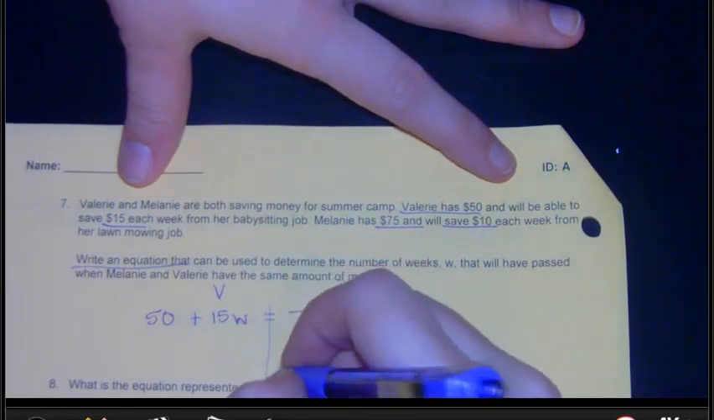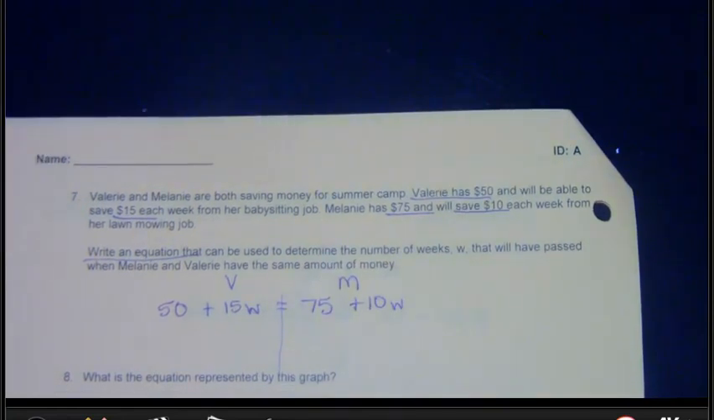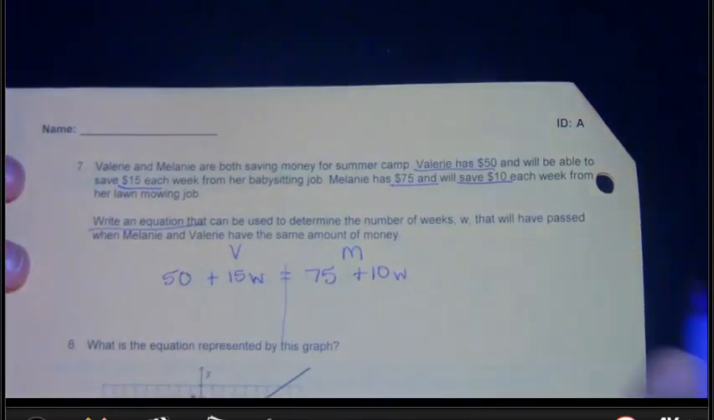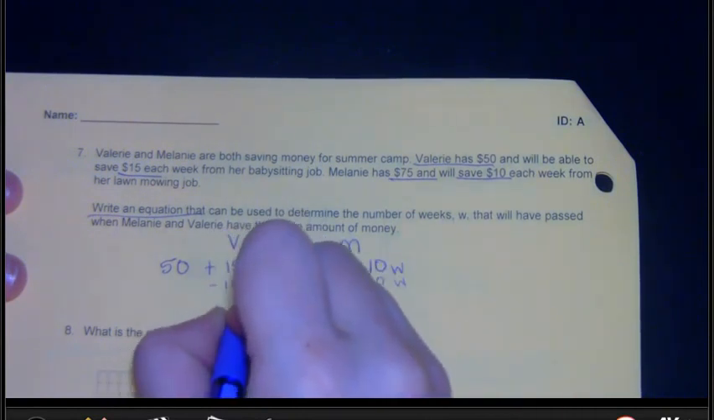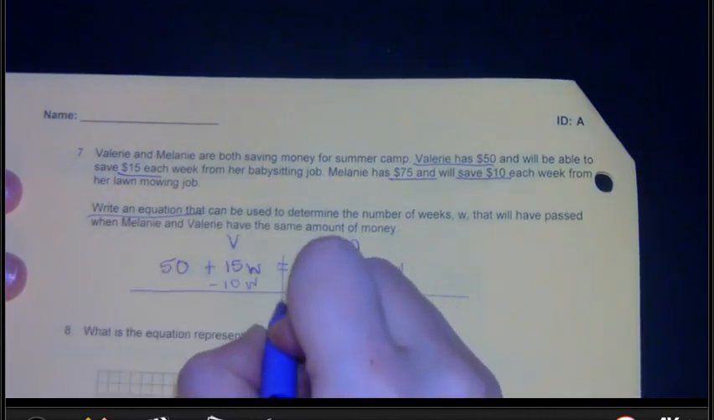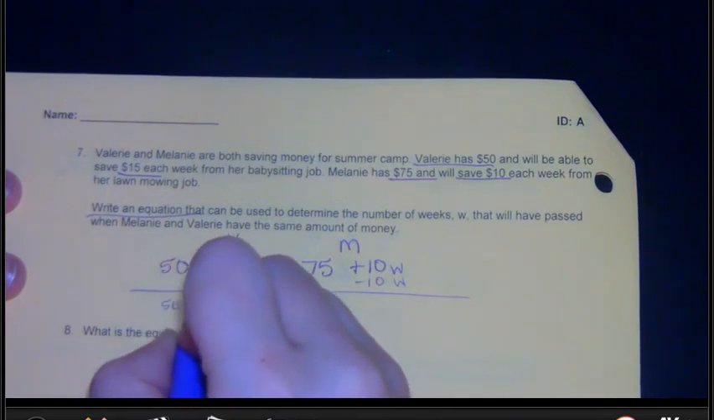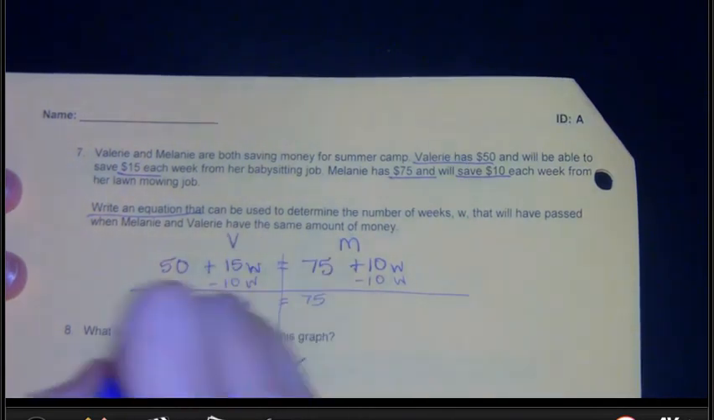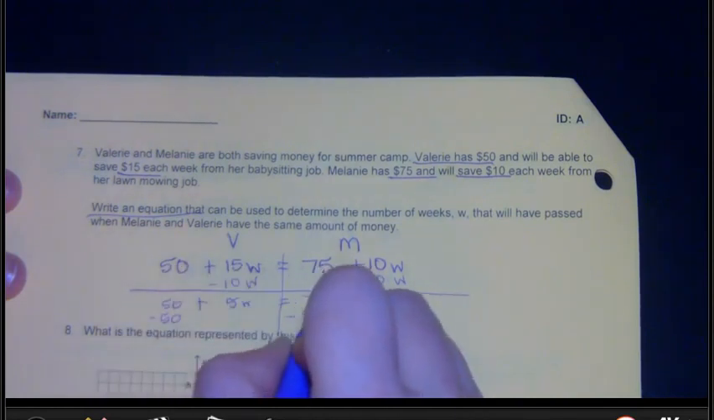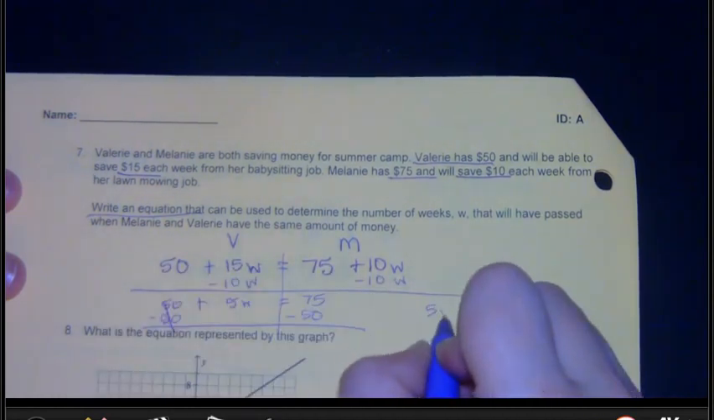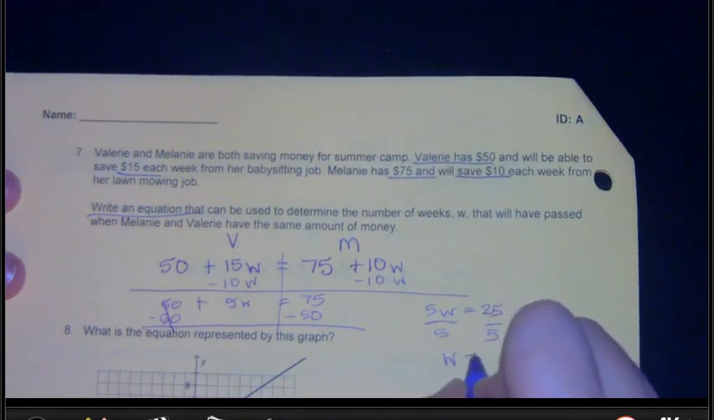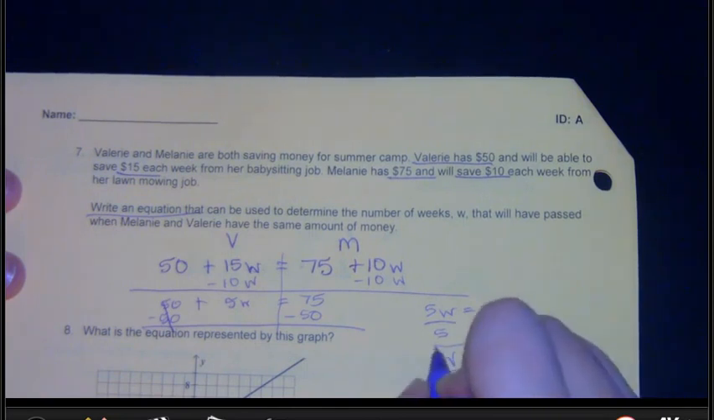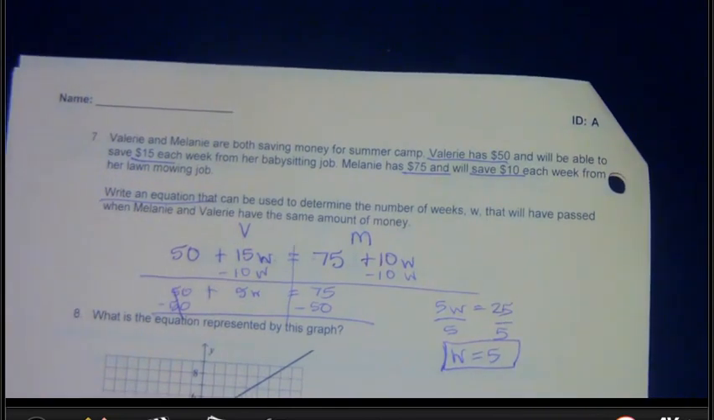If we wanted to, we could go ahead and start solving this, even though it did not ask. I always think that's great extra practice for us, especially honors. I'm going to subtract 10W from both sides. I'm going to be left with 75 is equal to 50 plus 5W. Subtract 50 on both sides. I'm left with 5W is equal to 25. Divide by 5. And you should get W is equal to 5. So 5 weeks would be the point at which both Valerie and Melanie will have the same amount of money.